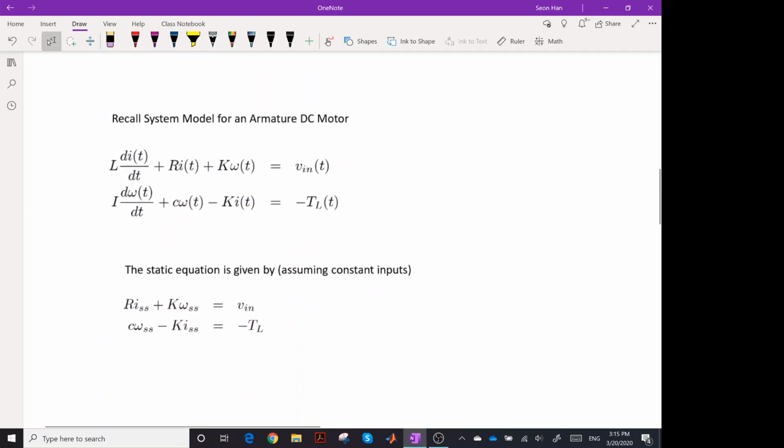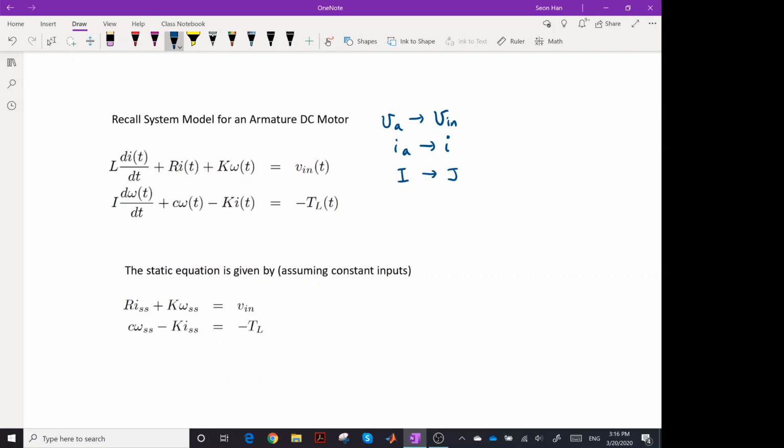So let's start with the system model for the DC motor. This one, I changed the notation. I changed the VA into V input, with the armature current. I was tired of writing A, so I just changed it to the current I. And of course the moment of inertia, I changed to J. Somehow these equations look better to me.